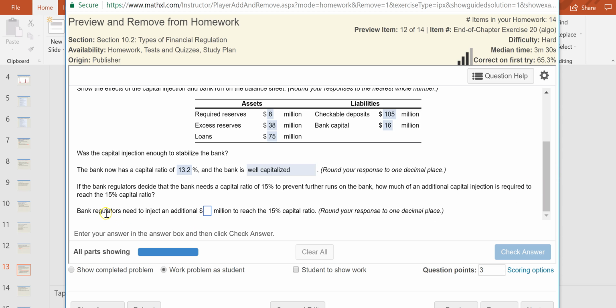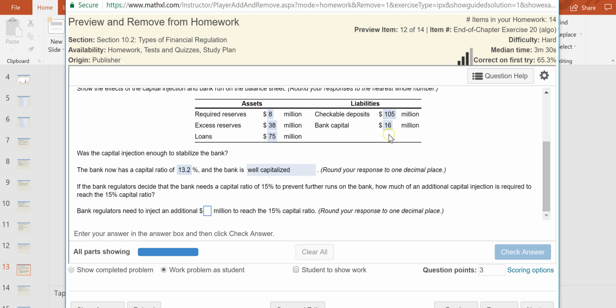Bank regulators. So this question is asking, right now the capital ratio is 13.2%, but the target is 15%. So how much more capital does the bank need in order to meet this target capital ratio requirement? That's basically what the question is asking.